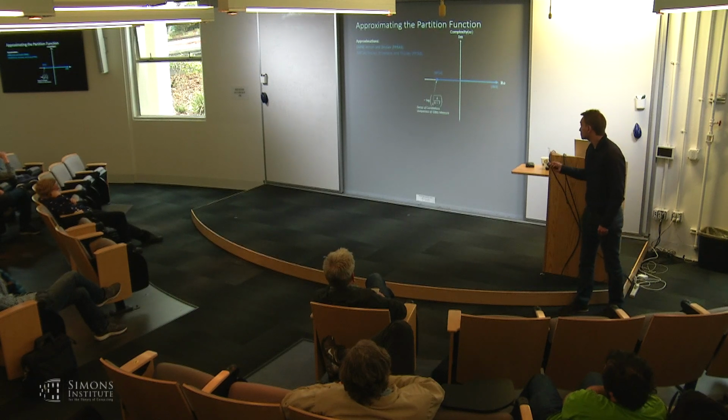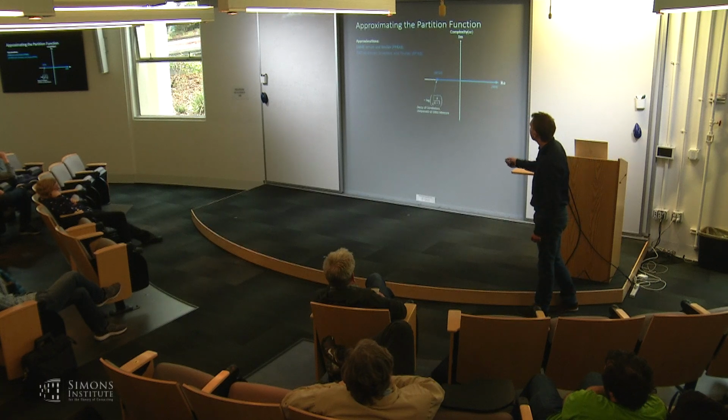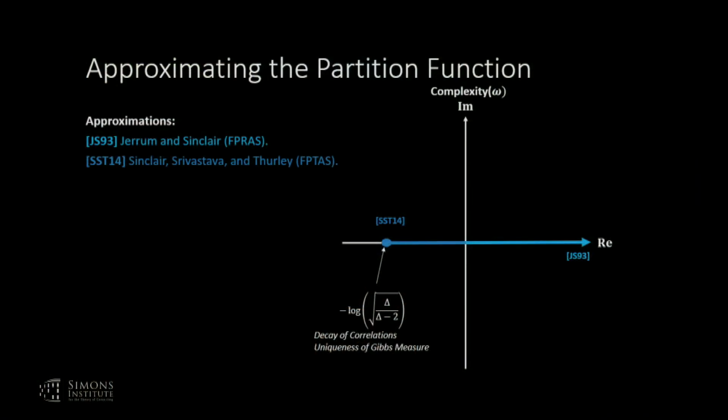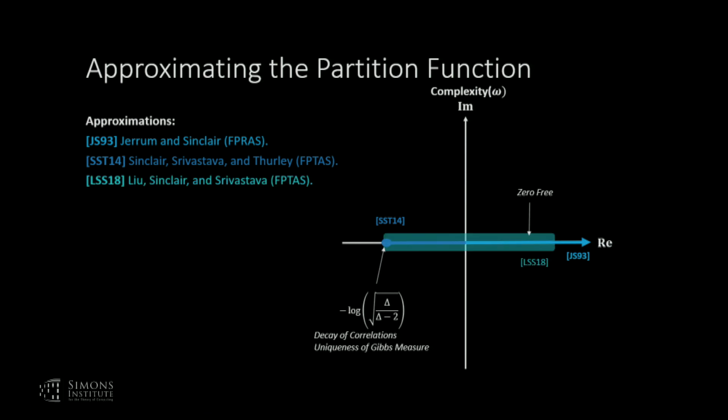Okay, so then Alistair, Piyush, and Thurley gave an FPTAS somewhere along the antiferromagnetic line, up to the point where you get decay of correlations on bounded degree graphs, up to the uniqueness of the Gibbs measure. And then Jingcheng, Alistair, and Piyush gave an FPTAS for some zero-free region surrounding this, so they could apply the Barvinok argument and get an FPTAS up to here. It shows that this also corresponds to the region where the zeros become dense.